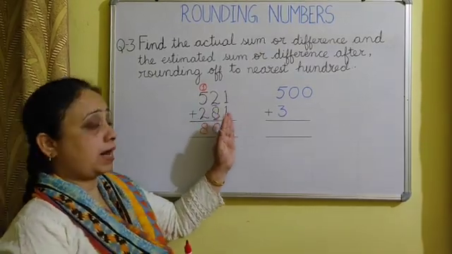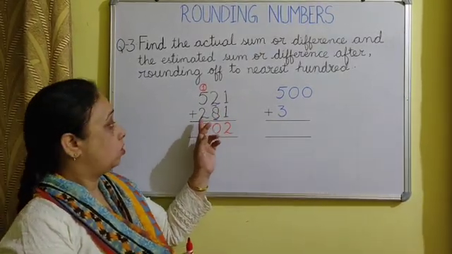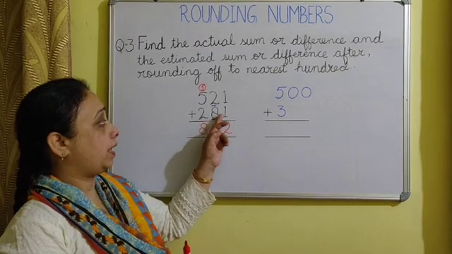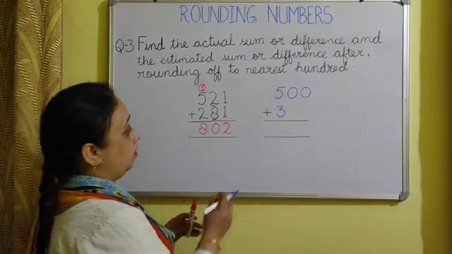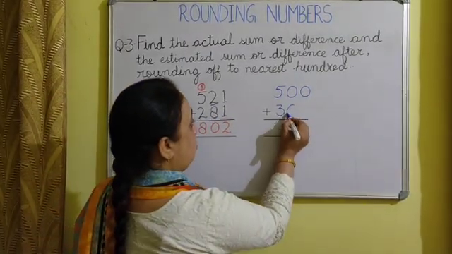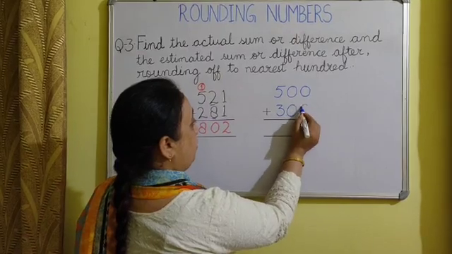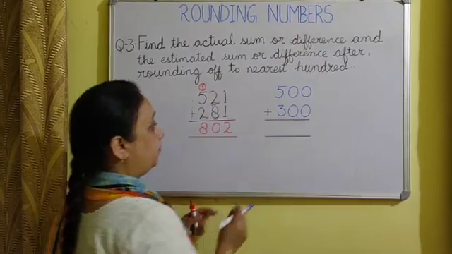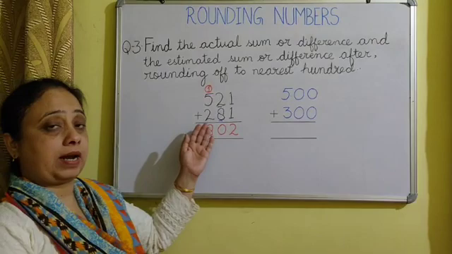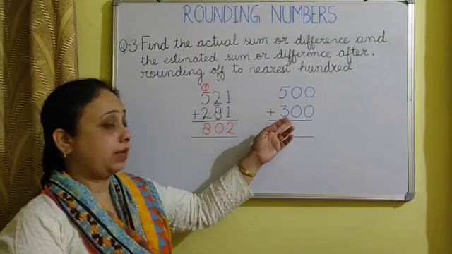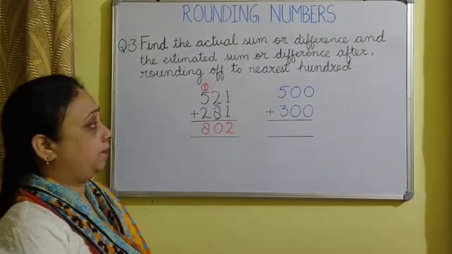The digits to the right will be changed to 0. So to the right of 2 we have 8 and 1. In place of 8 we will write 0. In place of 1 we will write 0. So when we round off 281 to the nearest 100, we get 300.